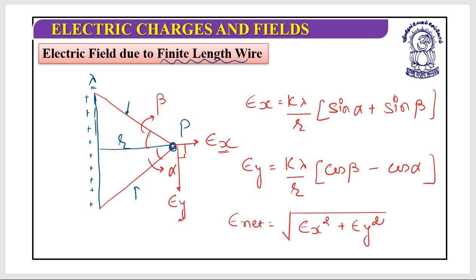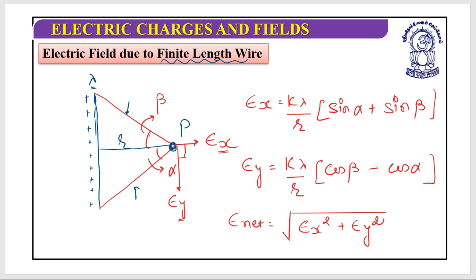Do one thing. Take your book, have a paper and pen, and just write these relations, Ex and Ey, because we are going to solve the numericals based on this only. So we require these formulas. Ex would be equal to k lambda by r into bracket sine alpha plus sine beta, and Ey is equal to k lambda by r into bracket cos beta minus cos alpha. Have you done this? Okay.